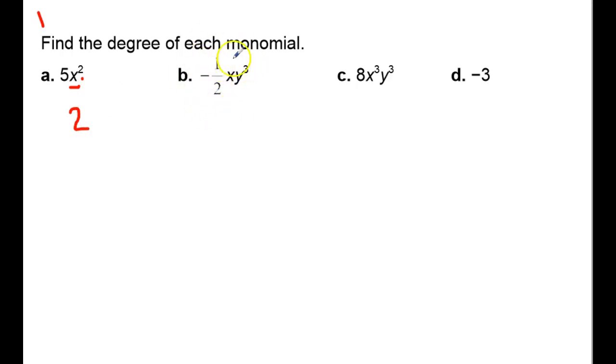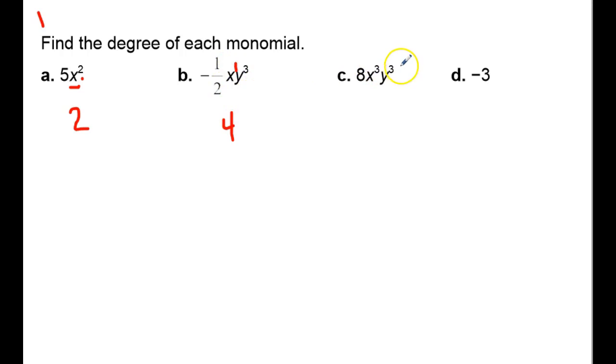So here's my monomial, right, because it's one big term. I see that I have an x and a y cubed. Well, I know that the exponent with x is a 1, even though it's not written there, and the y has a 3, so I'm going to add these together. So 3 plus 1 is 4. The degree of this monomial would be 4.